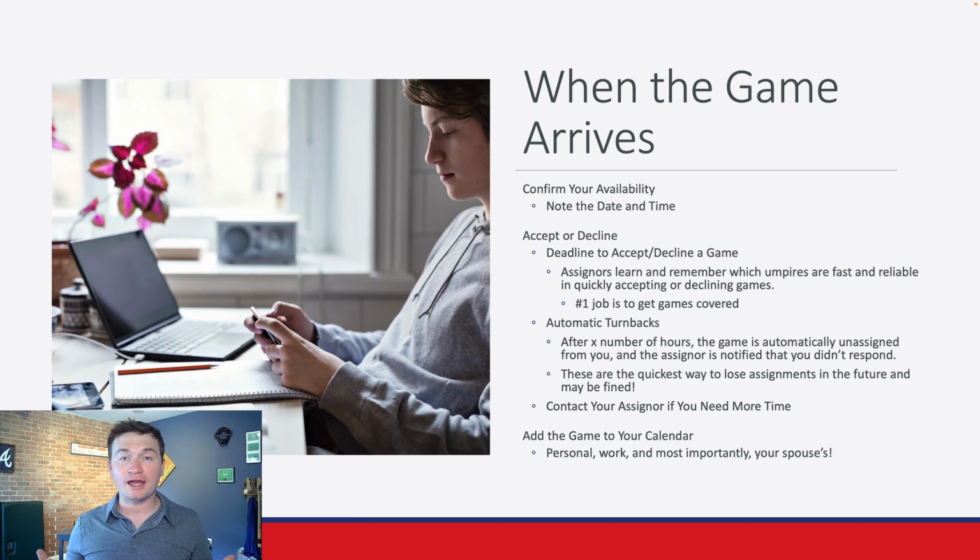Even if you decline, if I was your assigner, your declining earlier on allows me to more quickly go and try to find another person to fill that slot. If you wait until the very end of that period, that hurts my ability to go get another umpire to fill that slot. Remember, the number one responsibility of an assigner is to get the slots filled. They'd much rather you decline a game immediately so that they can try to get someone else to fill the slot.